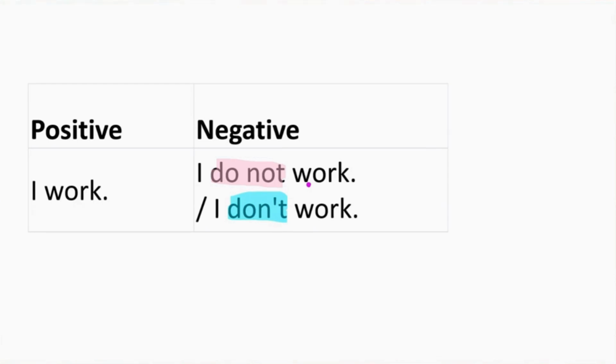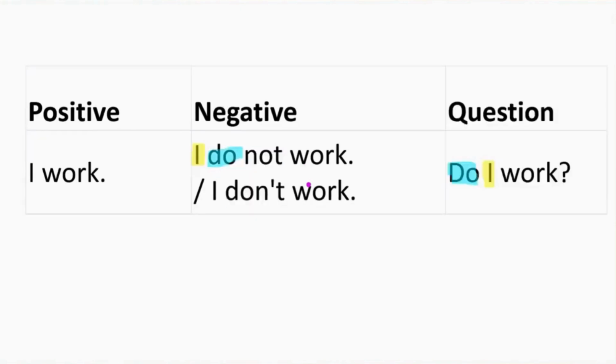In writing, it's spelled D-O-N, then we put apostrophe and then T. I don't. In informal writing, like if you're writing a comment on a video or writing a text, you will say, I don't work. In negative sentence, we start with the subject, like in a positive sentence, with I in this case. Positive sentence is I work, negative is I don't work.